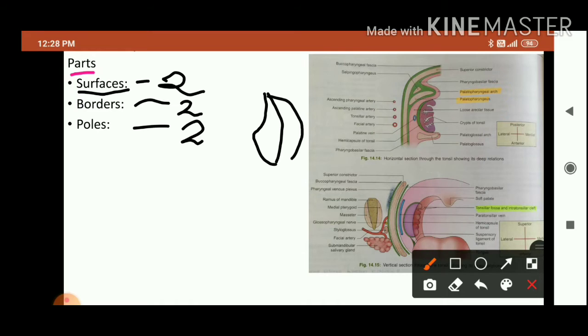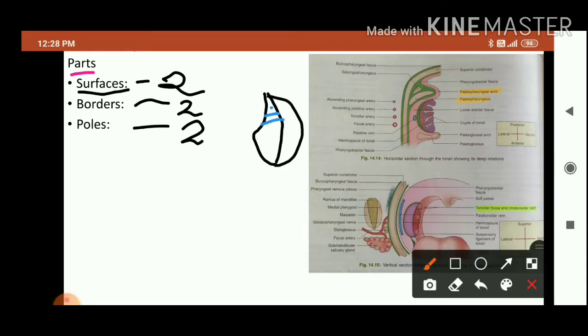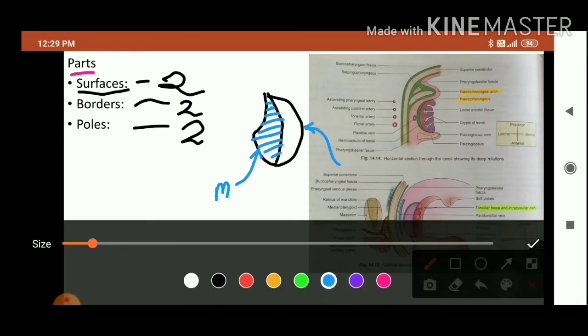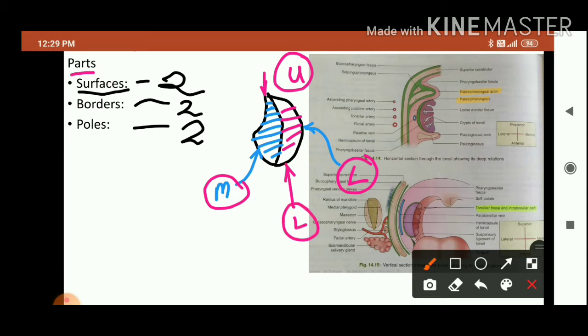So this is the basic structure of palatine tonsil. The blue colored surface that I am highlighting, this is the medial surface. On the other hand, this red colored surface is self-explanatory, it will be the lateral surface. Yes, now it will have an upper pole and one lower pole.